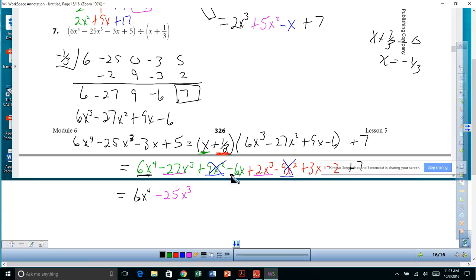And let's try minus 6x plus 3x. That's going to be minus 3x. And negative 2 plus 7 gives you plus 5. All right, let's check it. They are the exact same thing. So that worked out real well. Good deal. Good job.